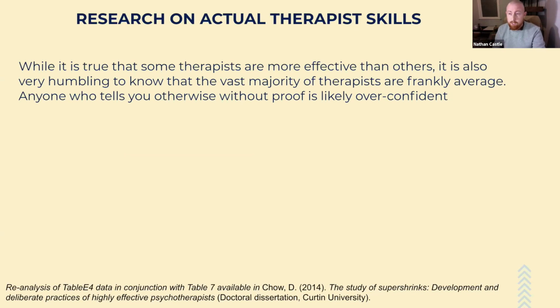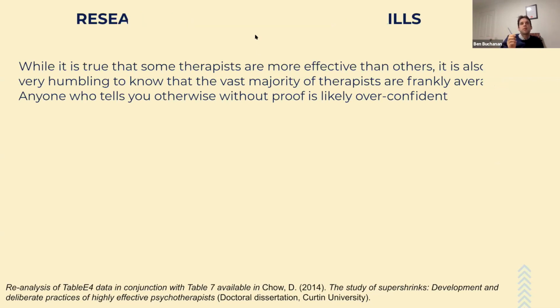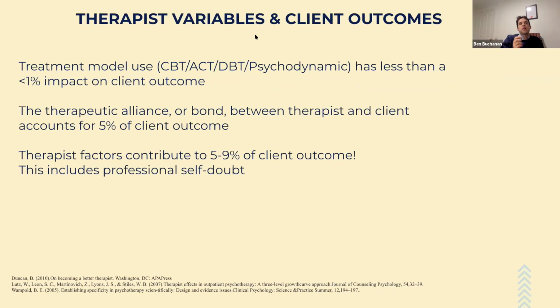I've got Ben jumping in now. Hey Nathan, I thought I'd jump in because we've got lots of questions coming in the chat. If you go back to the previous slide, some people are wondering why the therapeutic alliance, such as bond, is so low. You put 5% there, and some people are saying that it should be much higher. I think I know the explanation, but correct me if I'm wrong.